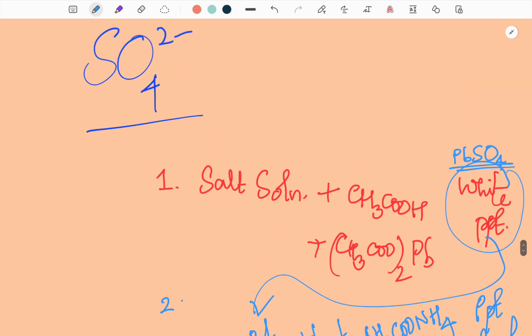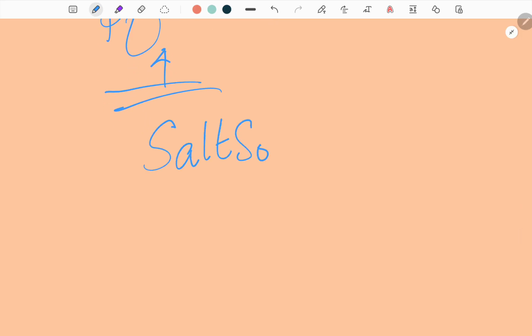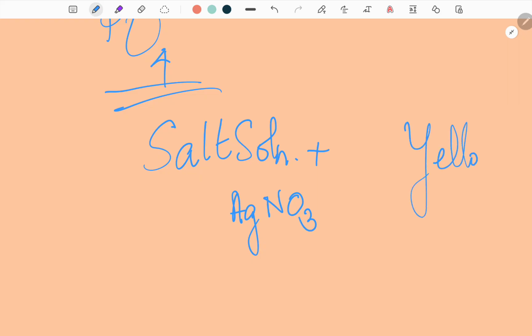Now, the last ion that we have is phosphate, and actually for phosphate, you only have one confirmatory test. For the phosphate confirmatory test, it is very simple. You just need to take the salt solution and add silver nitrate to it. That's it. And if you're getting a yellow colored precipitate after adding AgNO3, that is the confirmation of phosphate ion. It is very simple.